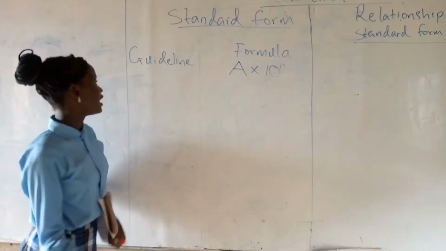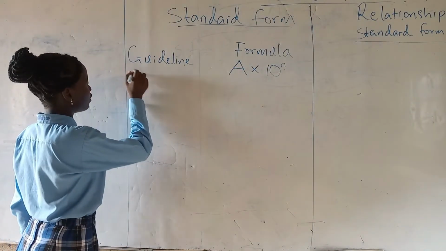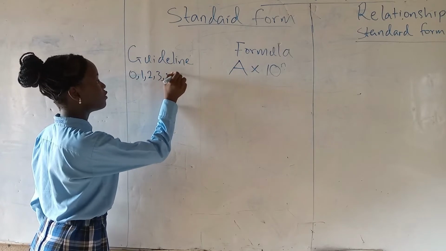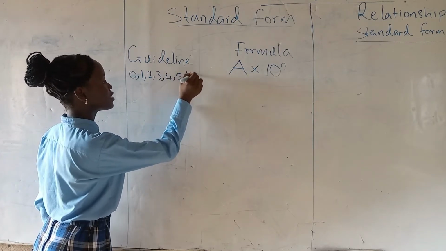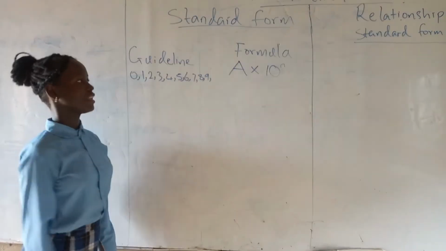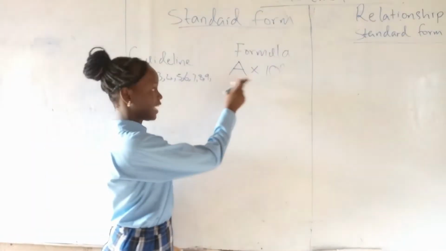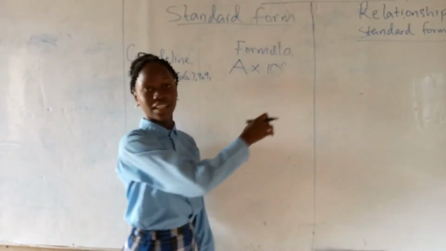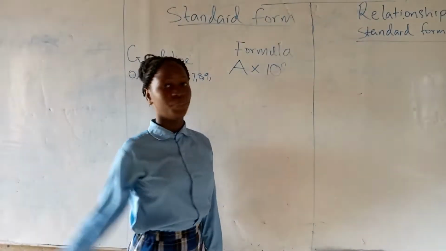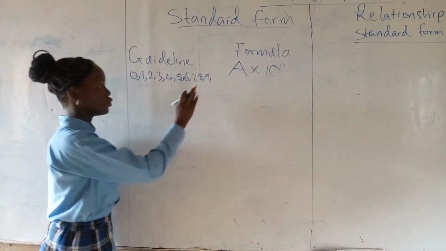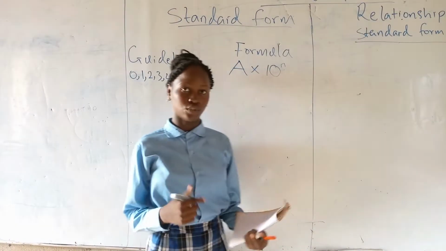Now let's look at the guidelines and formula of our standard form. The guideline digits are 0, 1, 2, 3, 4, 5, 6, 7, 8, 9. And the formula is a times 10 raised to the power of n. Our n here is the integer, our 10 is the base, and our a is a number between 0 and 9.